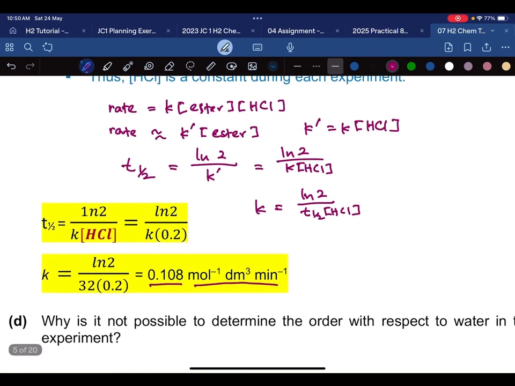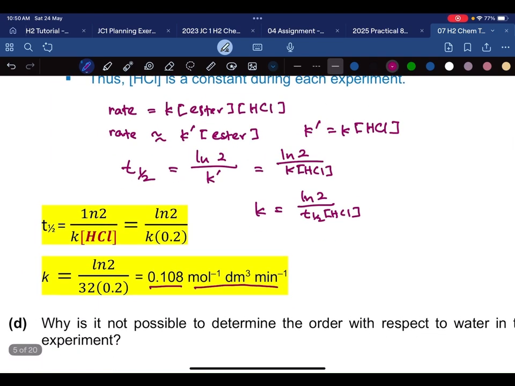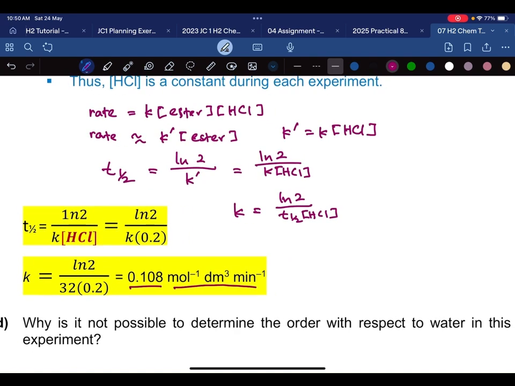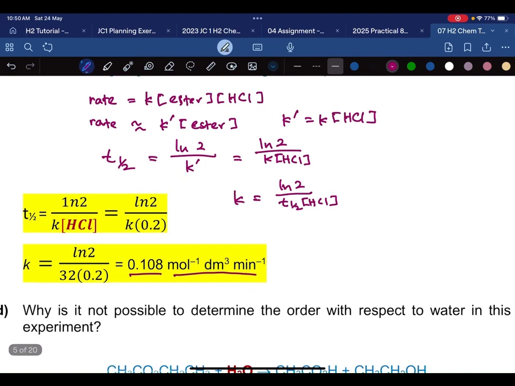All right, now let's look at part D. Why is it not possible to determine the order with respect to water in this experiment? Okay, so remember this reaction is hydrolysis of ester. So there will be a lot of water that is present. In fact, water is the solvent.